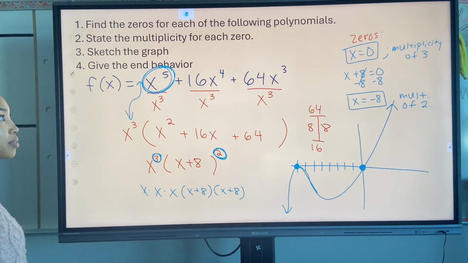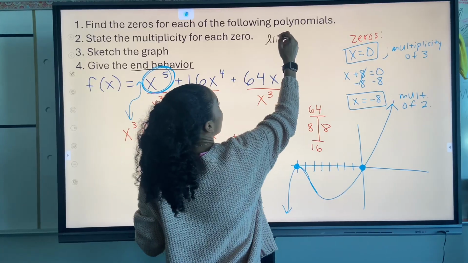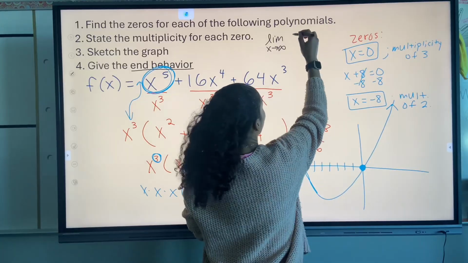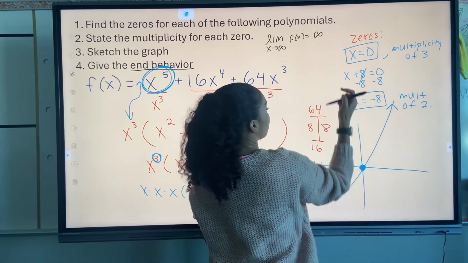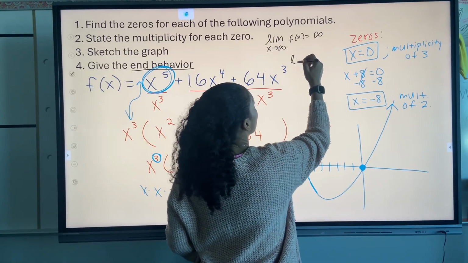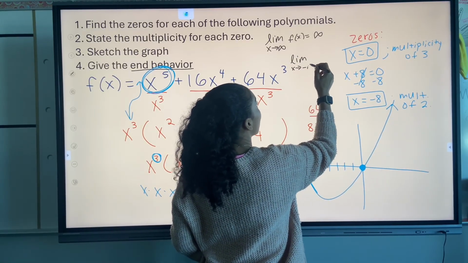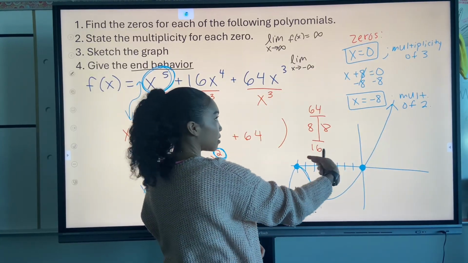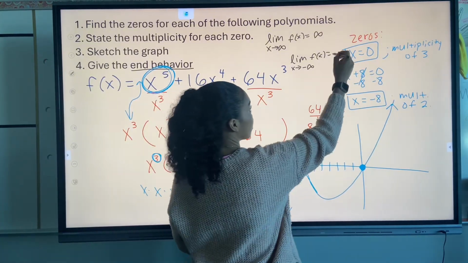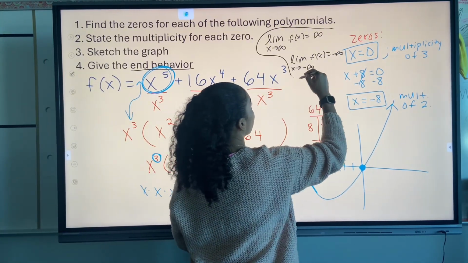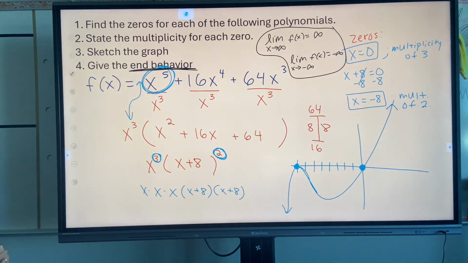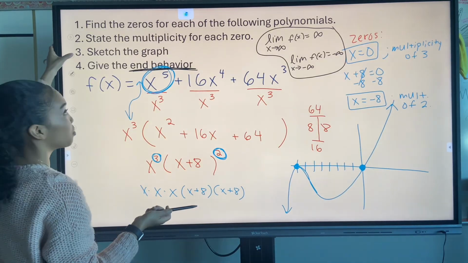Same as the last one. So the limit as x goes to the right, as x goes towards infinity, your graph is going up. So as you go to the right, your graph goes up. The limit as your graph goes to the left side, to the negative side, your graph goes down. So this is your end behavior. And it was the exact same for the previous one.